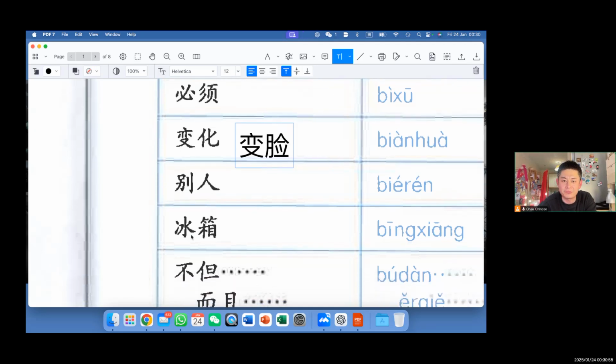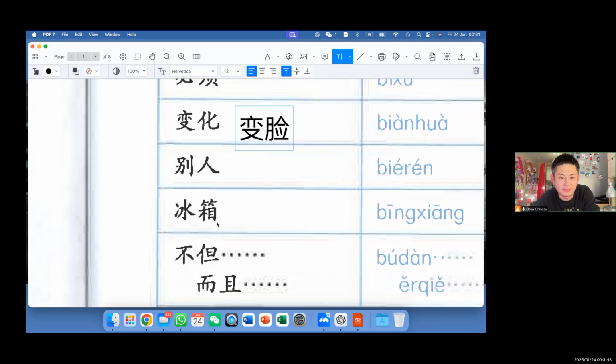冰箱 is an easy one. Ice, literally ice box. 冰 water with a bit of a coldness. Two drops is coldness or ice. And so there's ice. 箱 with a bamboo on the top. So 冰箱 is ice box.